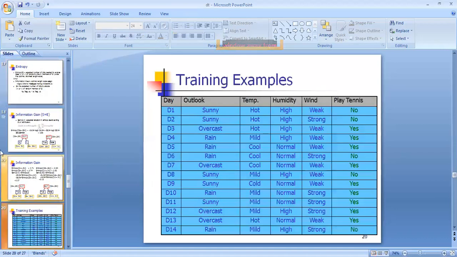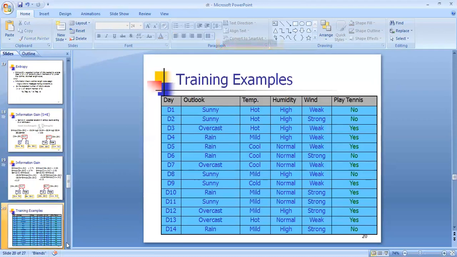Now you come to the training examples. This is a very important concept. This is the example you should consider for all the programs. These concepts are used everywhere, so you have to understand. There are 14 samples in total, and you have to see how many are yes and how many are no. If it is sunny, temperature hot, humidity high, wind weak, the answer is no. Like that you have to work.